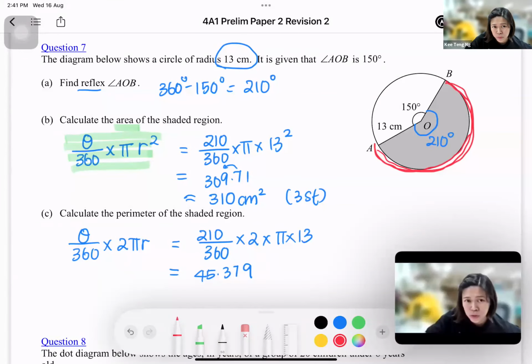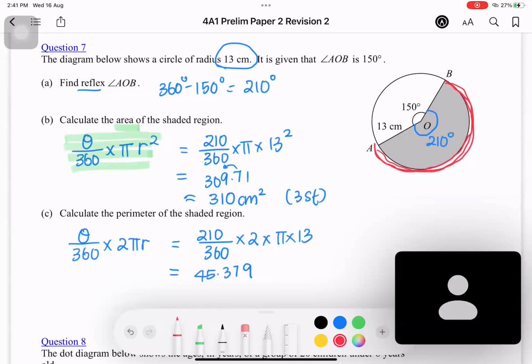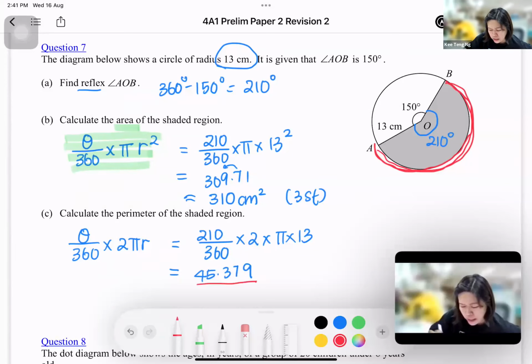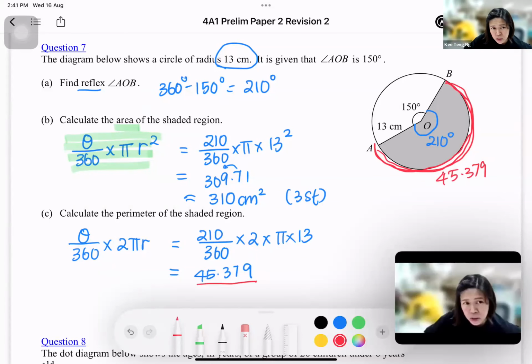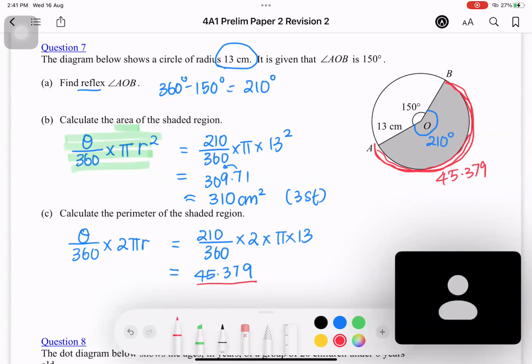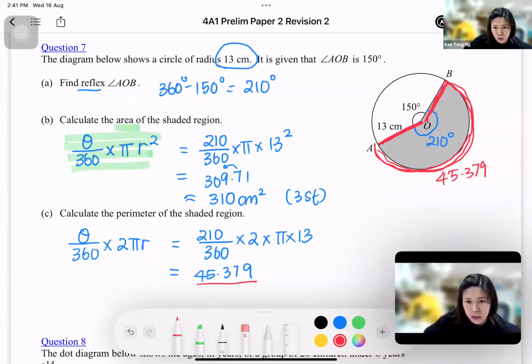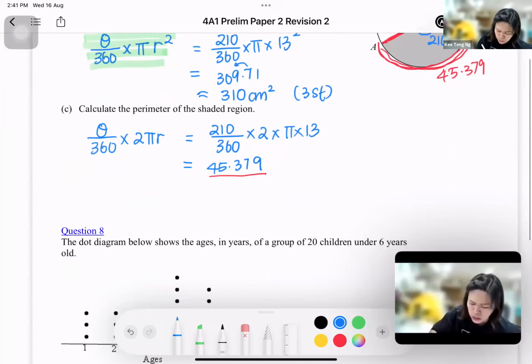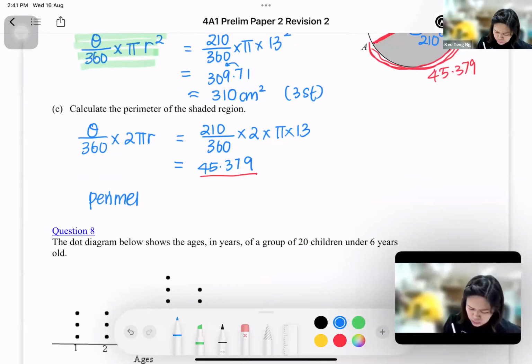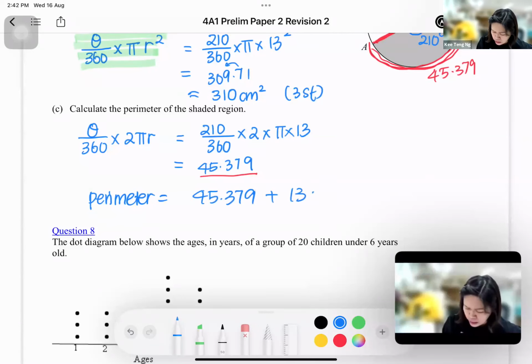Must add which two? 45.379. Yes, this one. 45.379. Must add what else? Add the 210? 210 is a degree. No, not 210. Oh, the radius. The radius. Yes, very good. How many radius? Got 2 radius, right? So plus 13, plus 13. Yes, correct. So we must remember the step for perimeter. We take the 45.379, must add the radius and one more radius.